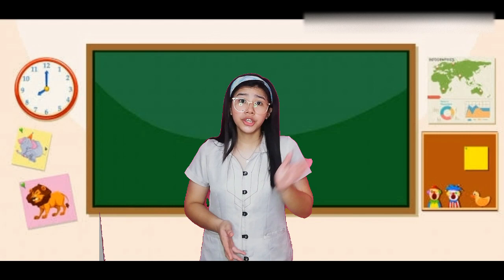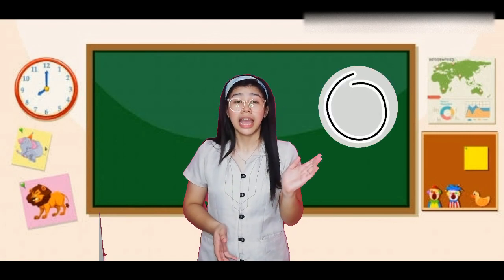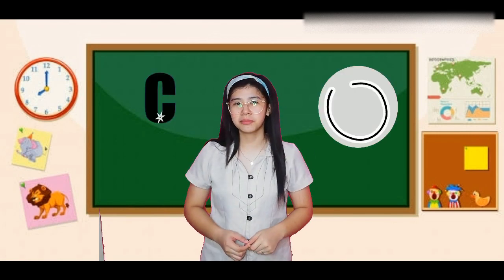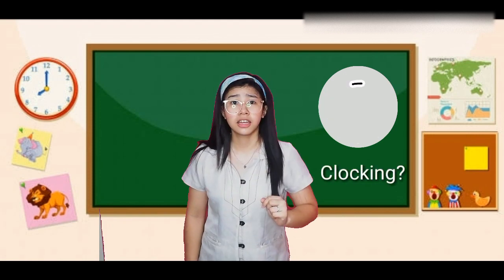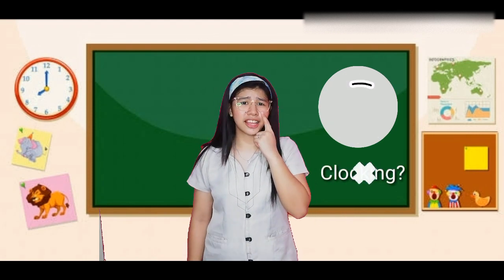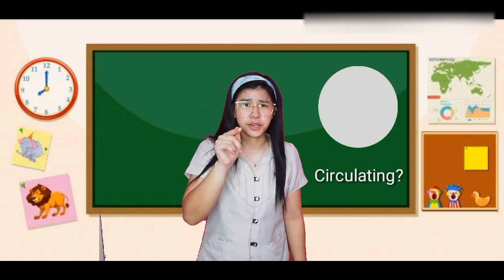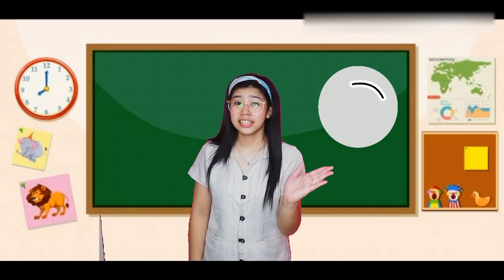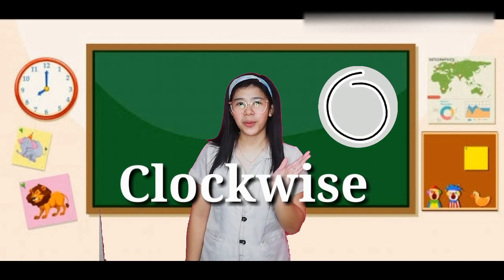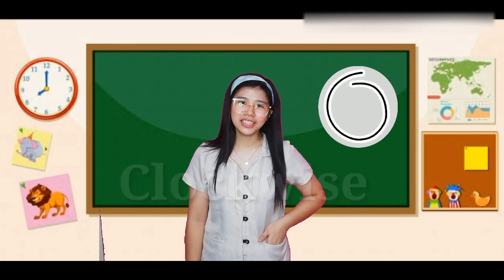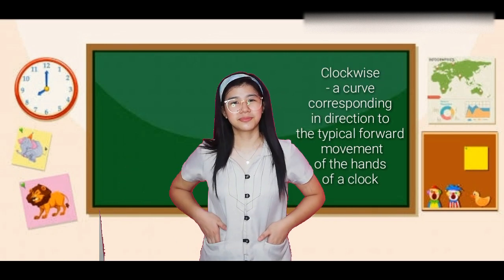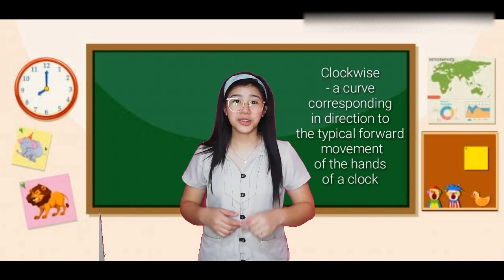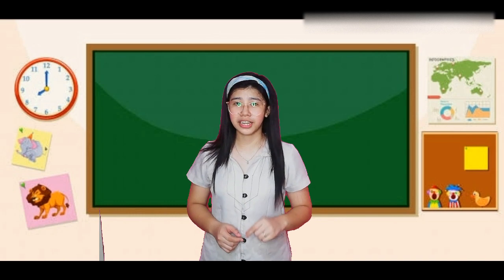So, what do you call this movement? It starts with the letter C. Clocking? No, it's not clocking. Circulating? No, it's not circulating. This is what you call clockwise. Please read, Ron. Thank you, Ron. So that is the definition of the clockwise.